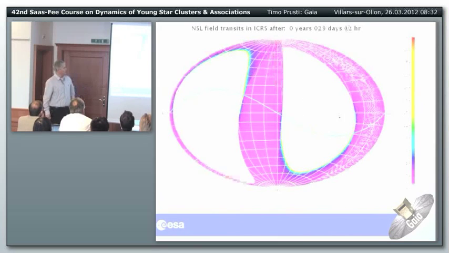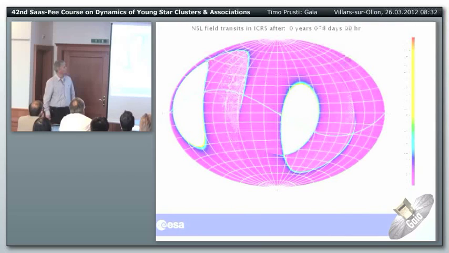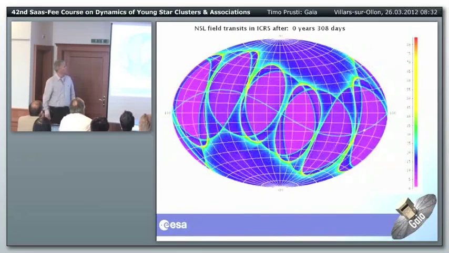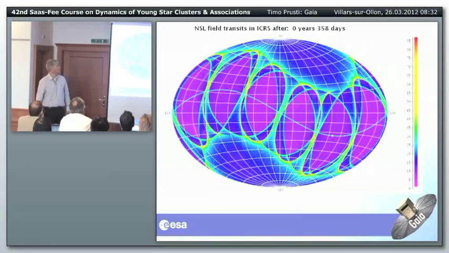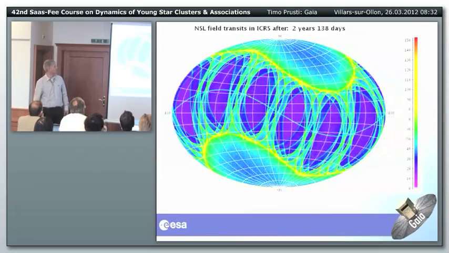After 2 days, this is now the first half a year. I speed it up. You see that the whole sky will be covered fully in the first half a year. And then you just go on for the rest of the 5-year mission and fill the sky.